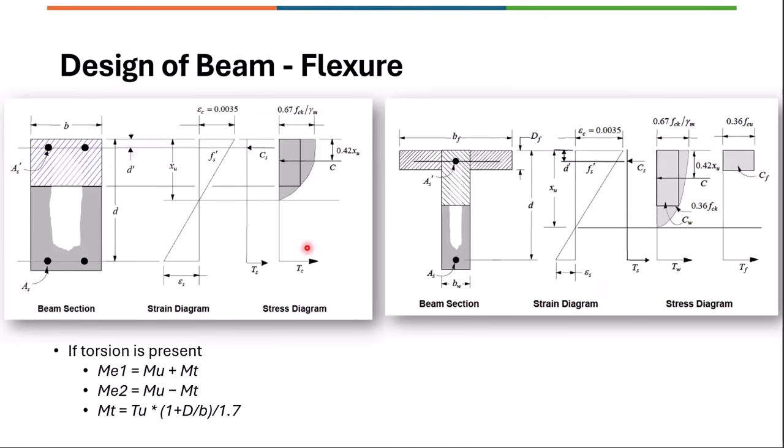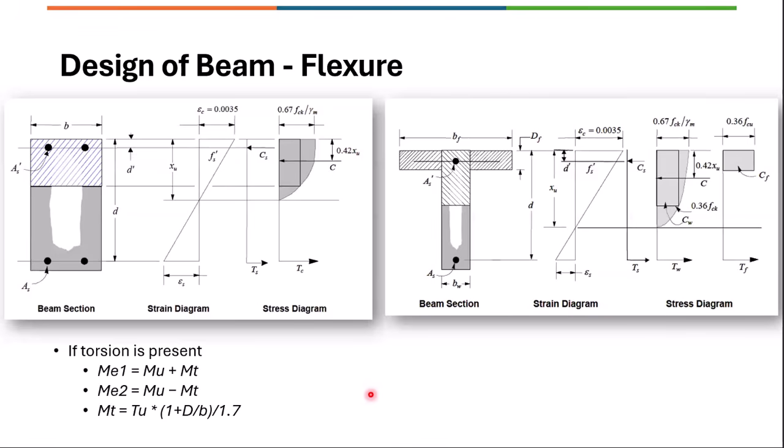So when a frame section is a rectangular section, you can see these stress and strain diagrams, and then you have a T section. That is also possible. If you define a T section as a beam, then a T section design will be done based on these strain diagrams.